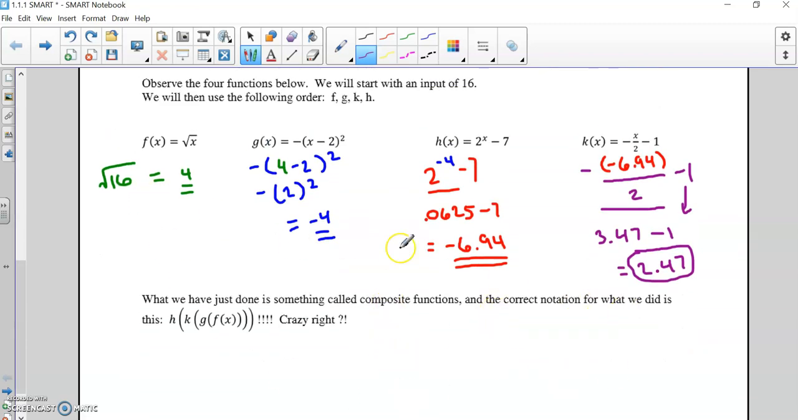Okay, and when we stack functions like that, it's actually something called composite functions. And the correct notation for it is like this. Notice how we went f, g, h, k, and in here, we went inside out. So it went f inside, then g, then k, then h. And then, in fact, that should be written the other way. So good thing we caught that now. All right. And that is it for 111.